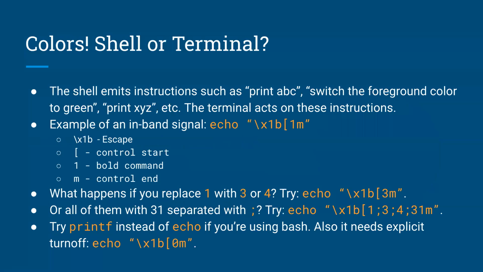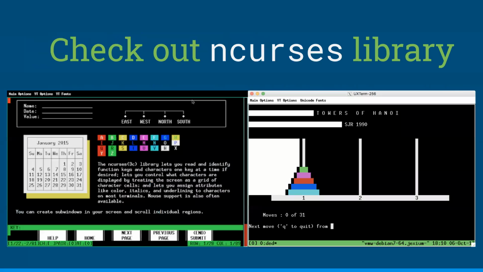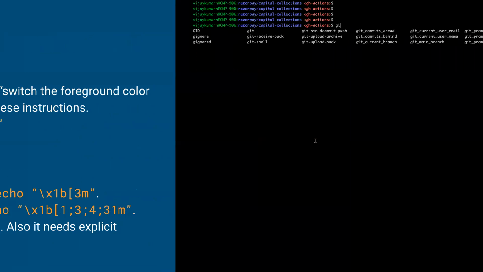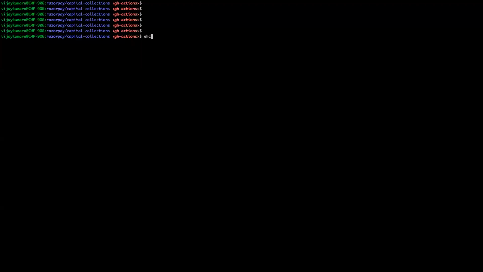Like for example, colors. Just a very minor thing, you can do a lot more. So this is how a shell emits instructions. It says print ABC, then switch the foreground color to green, and then print XYZ. Now the XYZ will be printed in green color. So the terminal simply acts on these instructions. If you echo this, this works on zsh, by the way. If you're trying bash, then use printf. So let's try this.